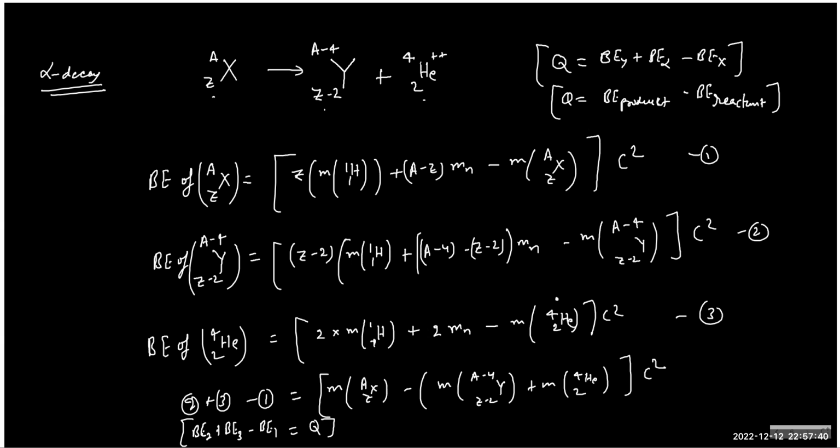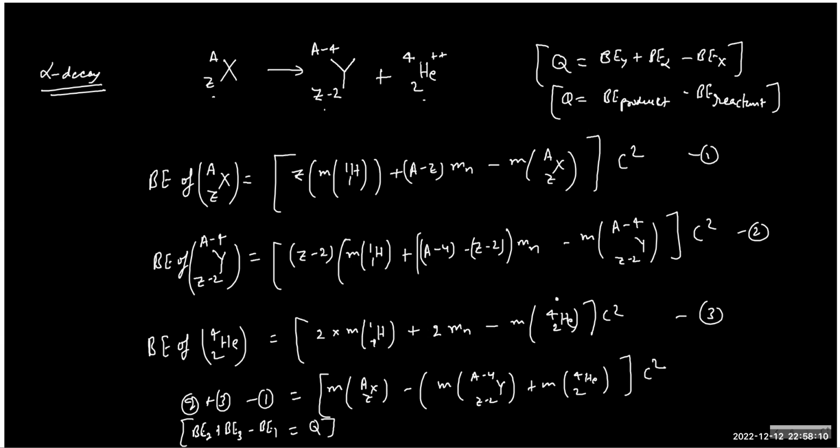I hope this is clear. It could be negative in some cases, but in our case, because this is a spontaneous reaction, it must be positive, because we are doing alpha decay. Decay means some spontaneous event is happening. So the binding energy and Q value relation is clear for alpha decay. Yes or no, guys? And this is not just true for alpha decay, it is true for any nuclear reaction.